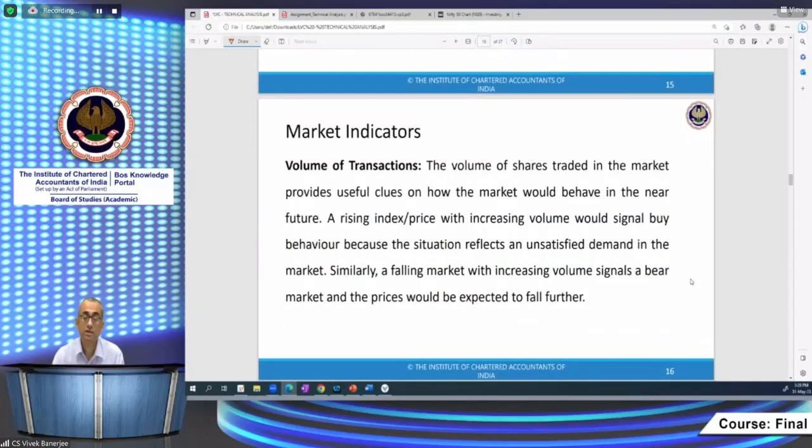Another market indicator and a very important one is the volume of transaction. When a technical analyst invests or gives recommendations to investors, you always see whether the volume of transaction is more or not. So if there is an uptrend and it is complemented by an increase in volume, there is a clear buy signal in this case.